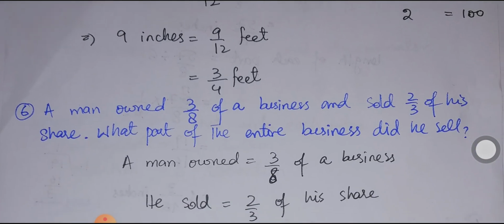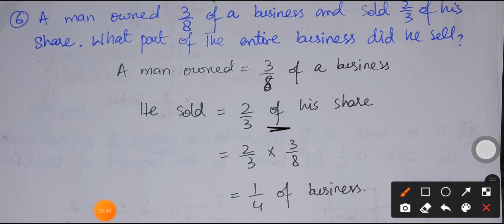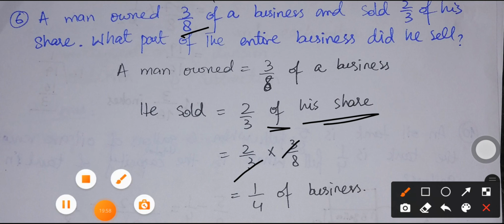Then we have question number 6. A man earned 3 by 8 of a business and sold 2 by 3 of his share. What part of the entire business did he sell? Of means we have to multiply the numbers, and his share is 3 by 8. So we will multiply the two fractions and I will get the answer 1 by 4. So he sold 1 by 4 of the entire business.